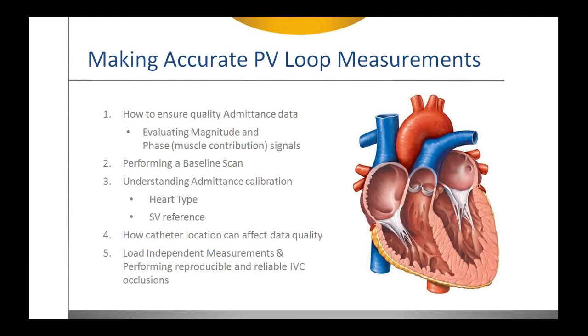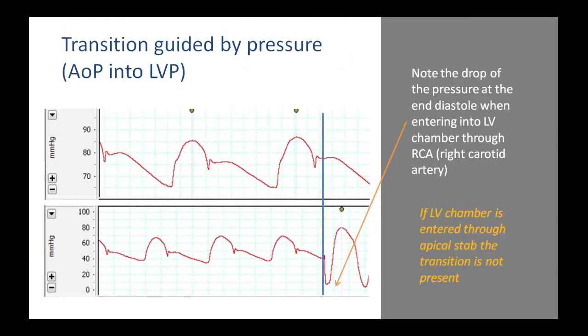Here, in the first slide, I will go back a little bit and talk about the transition guided by pressure from aorta into LVP. Everybody knows this is important when you do a right carotid insertion of the catheter, that the pressure between the aorta and LVP changes. Note, please, that the drop of the pressure at the end diastole when entering the LV chamber through the RCA, which is the right carotid artery, changes. If the LV chamber is entered through the apical stab, the transition is not present.